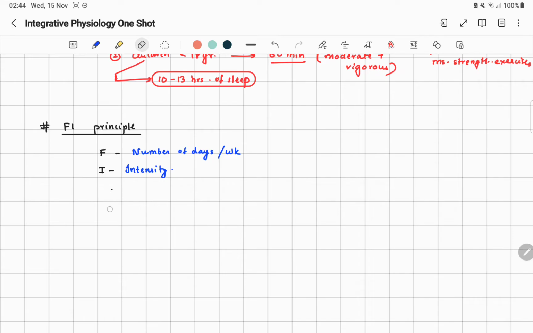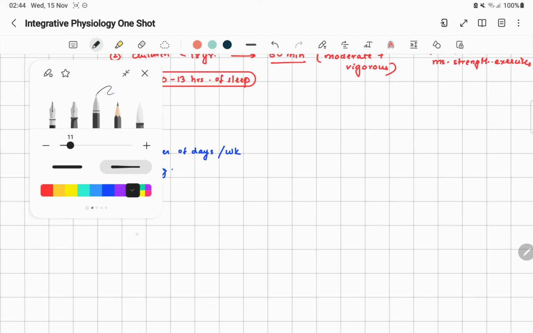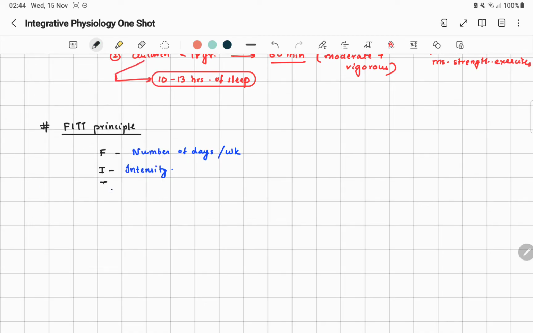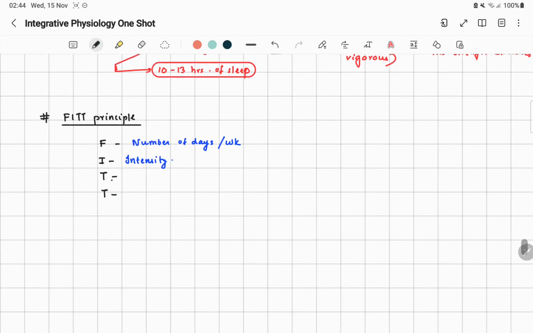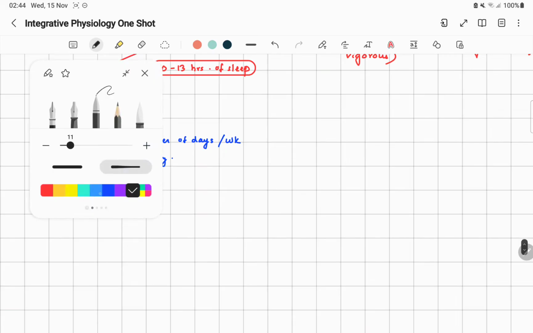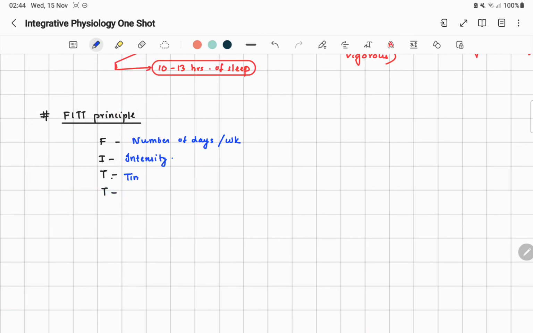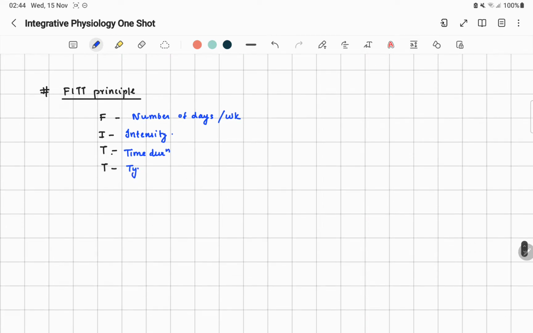Sorry, I just wrote FITT mistakenly. The next T is the length of the time duration for exercising, and the type of exercise.